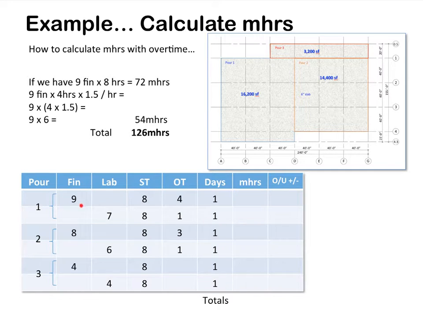We have 9 finishers times 8 hours of time and 4 hours of overtime. So we take 9 times 8, which gives you 72 hours. Then you have 9 finishers with 4 hours of overtime. Each overtime hour is worth 1.5 hours. So 4 times 1.5 equals 6. So it's 9 times 6, which gives you 54 man hours, for a total of 126 man hours that you would place in this box right here.